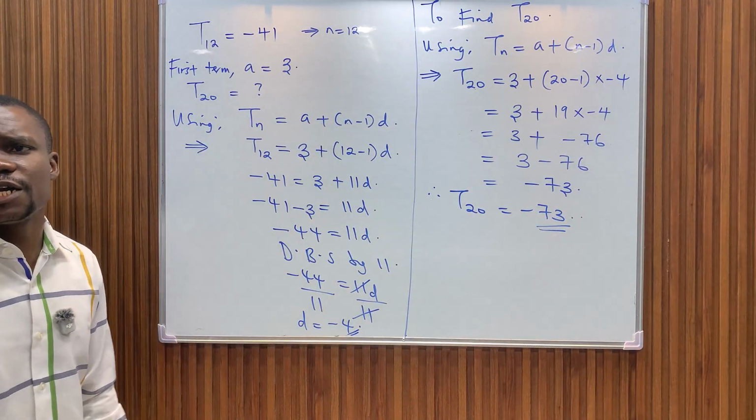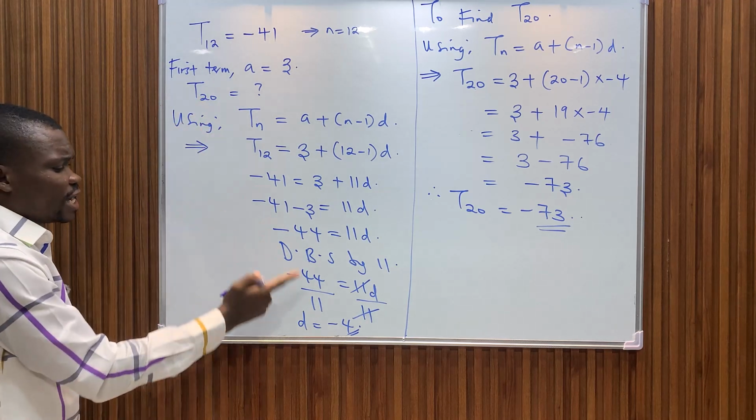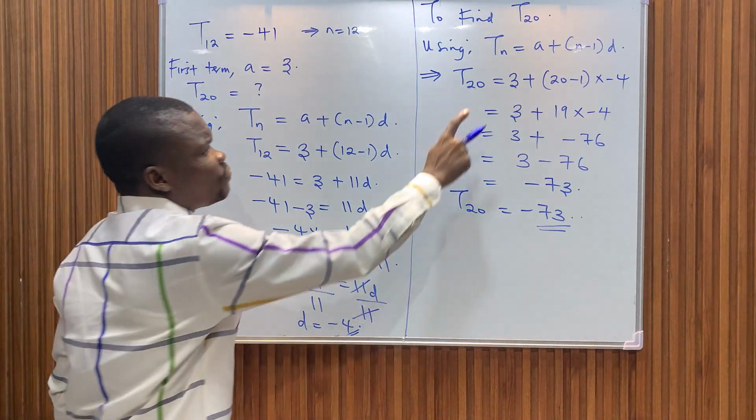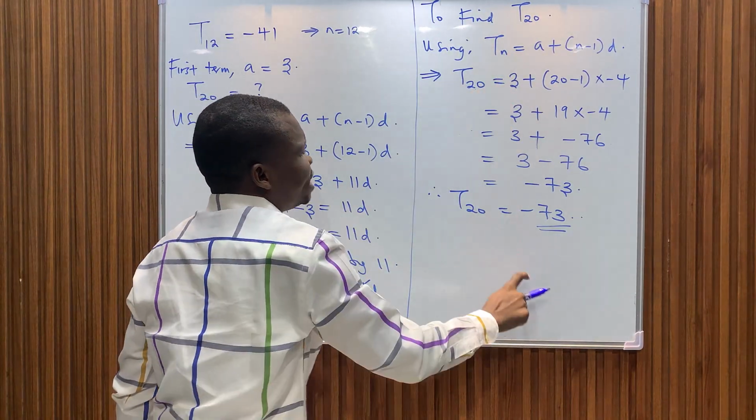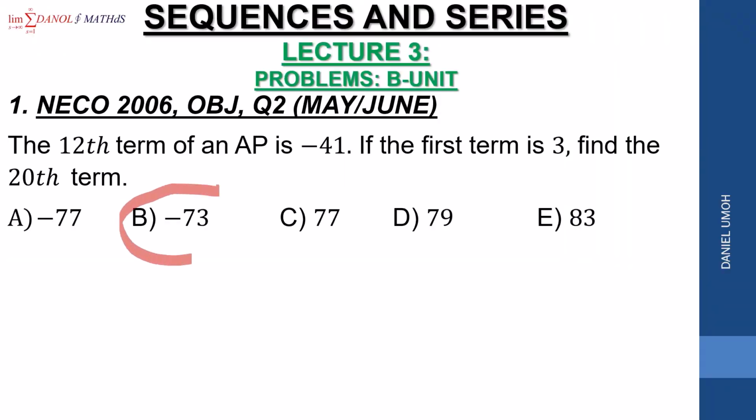I hope you understand what I just explained. You can go over it again. What I did here was first find the common difference because it was not given. Then I applied the formula for the AP to find the 20th term. So from the options, our answer is B. Let's look at the next problem.